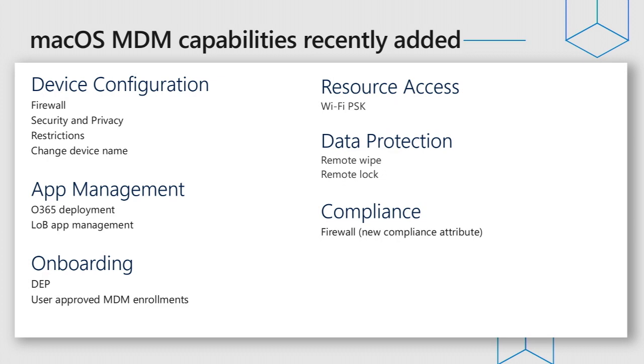We've provided things around firewall, security and privacy restrictions, changing the device name, and data protection. That is, if a device goes out of your system, you can easily remote wipe it or remote lock it, where you enter a PIN, and so the only person that can unlock it is the person that has the correct PIN. We added support for DEP as well as user-approved MDM enrollments, which we'll talk about a bit more. And then one of the bigger ones we added last year was app management, on two big fronts: for Office 365 and for line of business app deployments.